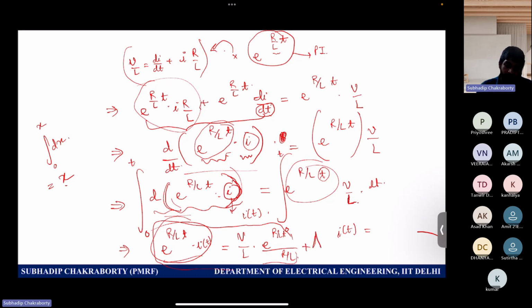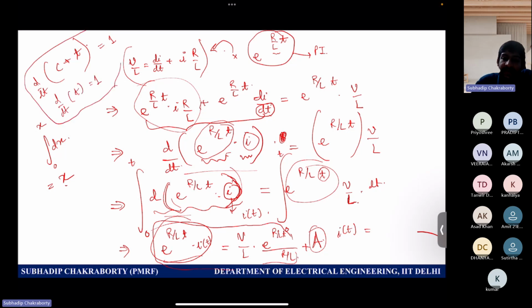So from that, i of t comes out to be this plus one constant you forgot. Whenever you are integrating, one constant term will also come for the initial condition, right? The reason the constant term will come is that differentiation of c plus t is also 1, differentiation of t is also 1. So whenever you integrate, you always put a constant, right?